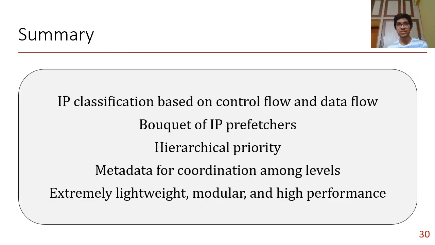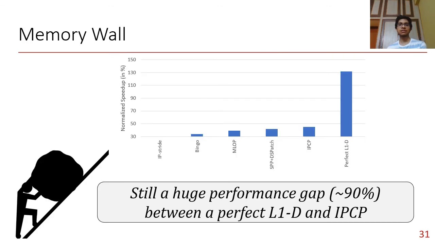The IP classification is done based on control and data flows. The result is a bouquet of IP prefetchers with a hierarchical priority model. It uses metadata for coordination among the cache levels. The framework is extremely lightweight, is modular, and gives high performance. IPCP only improves up to 45%, and there are still miles to go until perfect L1D performance is reached.